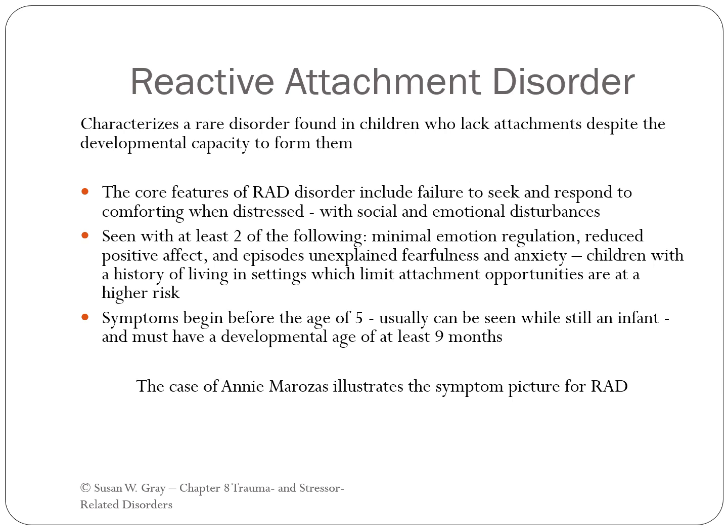The core features of RAD include failure to seek or respond to comforting when distressed, with social and emotional disturbances, seen with at least two of the following: minimal emotional regulation, reduced positive affect, and an episode of unexplained fearfulness and anxiety. Children with a history of living in settings with limited attachment opportunities are at higher risk. Symptoms begin before the age of 5 and usually can be seen while still an infant, and the child must have a developmental age of at least 9 months.